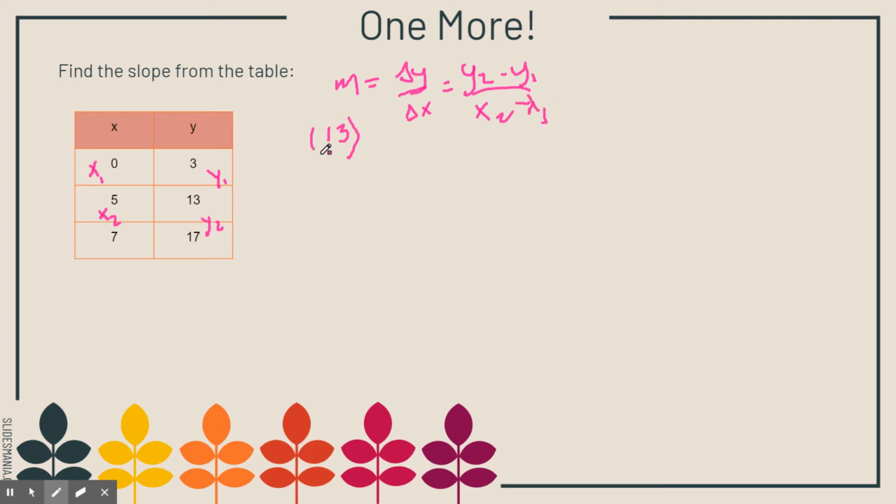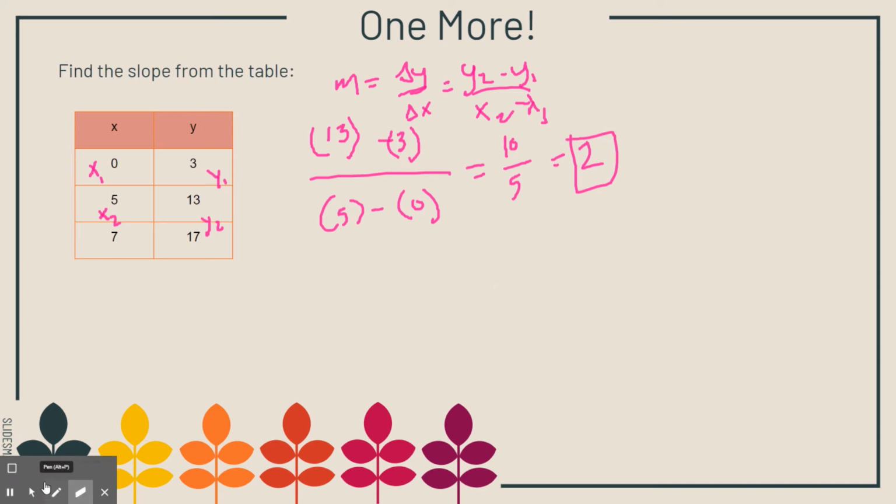So I'm going to do 13, because that's my y2, minus 3, because that's my y1, over 5 minus 0. 13 minus 3 is 10. 5 minus 0 is 5. 10 divided by 5 is going to be 2. All right, my slope is 2.